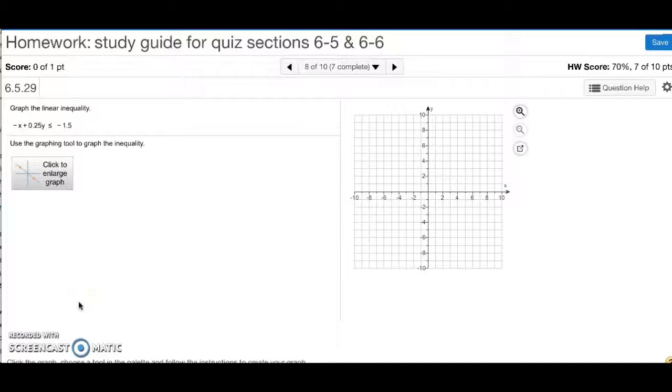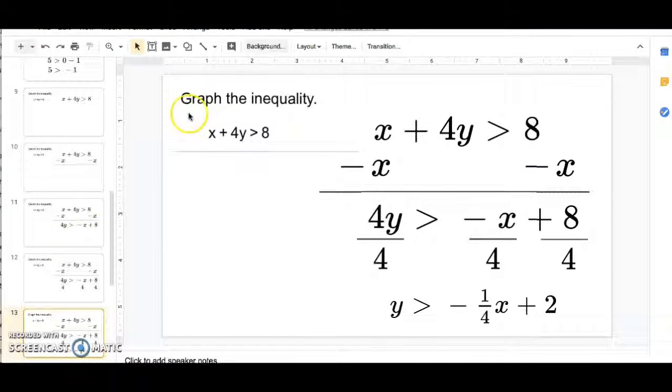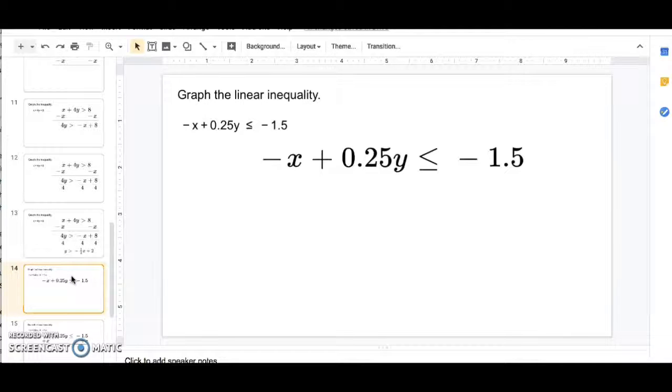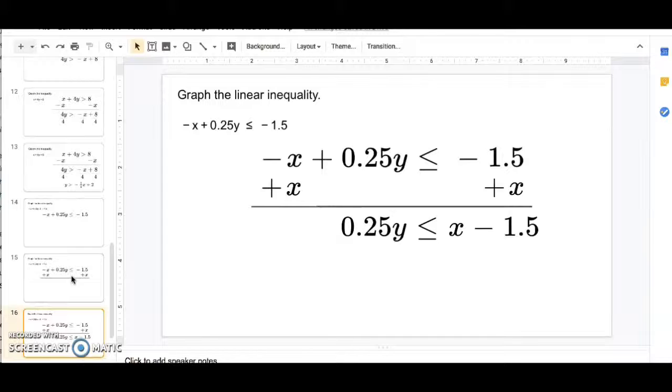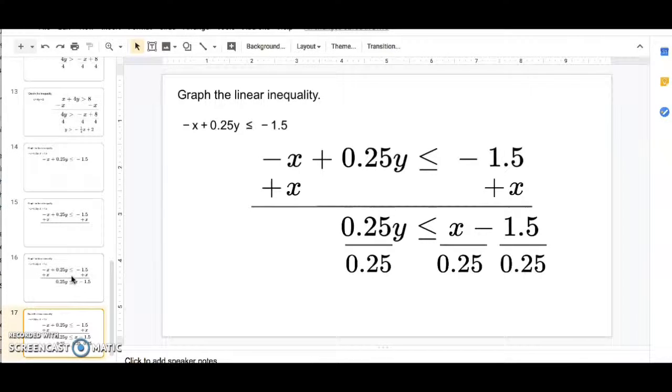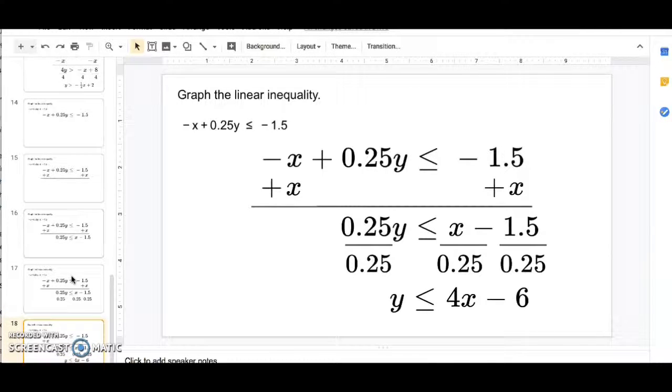Okay, number 8. I also have to solve for y before I graph it, so let's do that. I need to add x to both sides first. Then I'll have 0.25y is less than or equal to x minus 1.5. Divide both sides by 0.25, and I'll get y is less than or equal to 4x minus 6. 1 divided by 0.25 gives you 4, and negative 1.5 divided by 0.25 is negative 6.